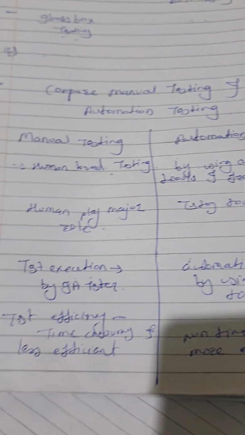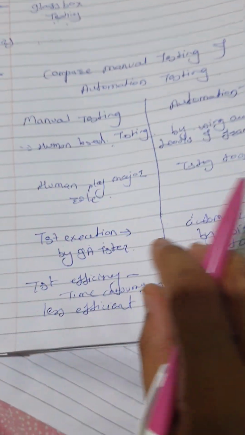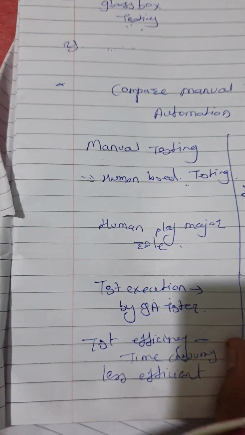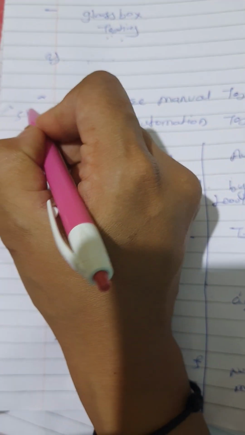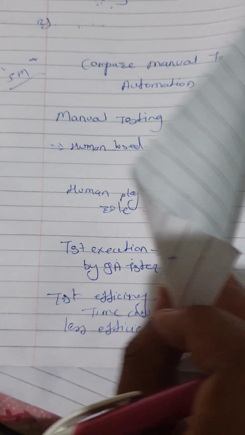So this is about manual testing and automation testing. The next point is a question for 5 marks: what is manual testing and what is automation testing?